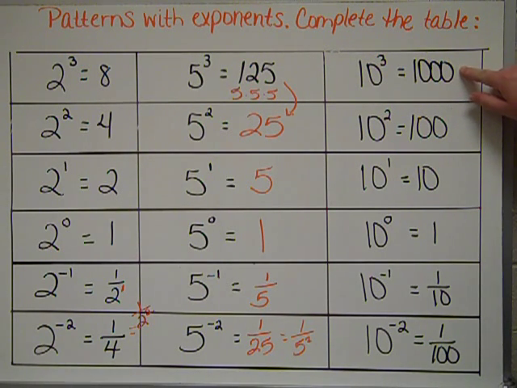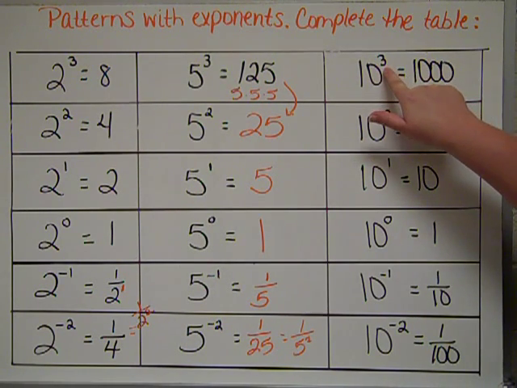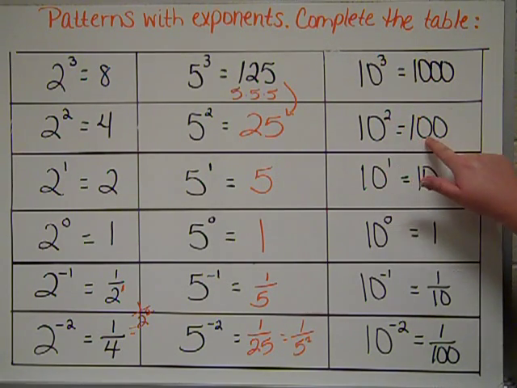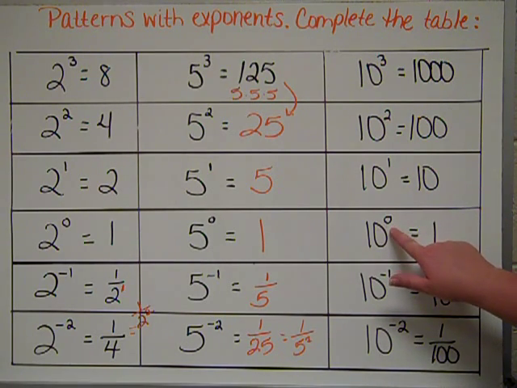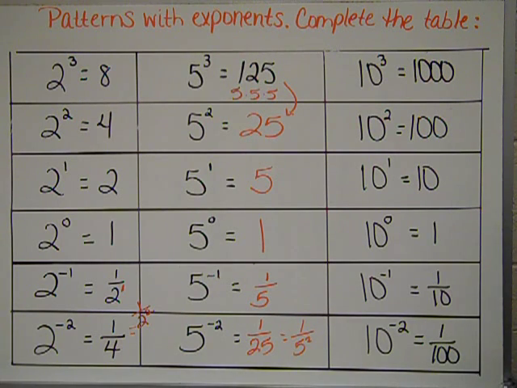Alright, let's look here. 10 to the third. If you notice here, how many zeros does this have? It corresponds to the exponents. 10 squared, 2 zeros. 10 to the first, 1 zero. 10 to the 0 is 1. No zeros. 10 to the negative first, that's 1 over 10 to the positive first power. And we get down here, that's no different than saying 1 over 10 to the positive second power. And we know that 10 squared is 100.